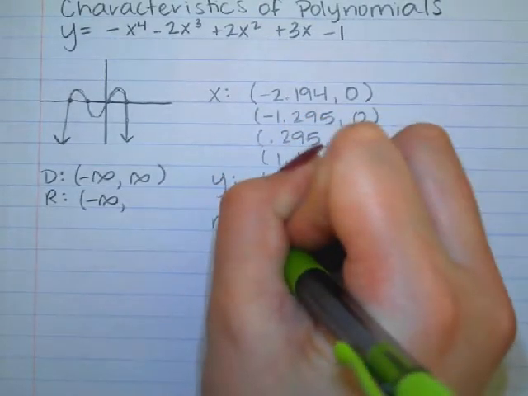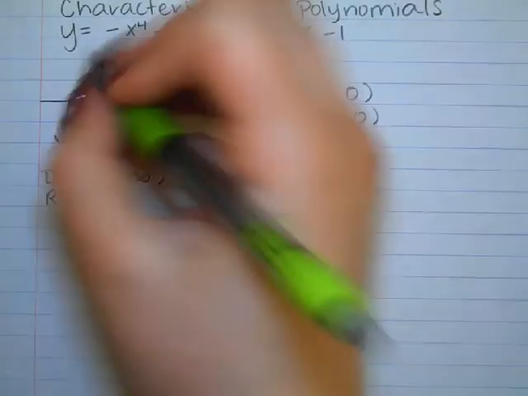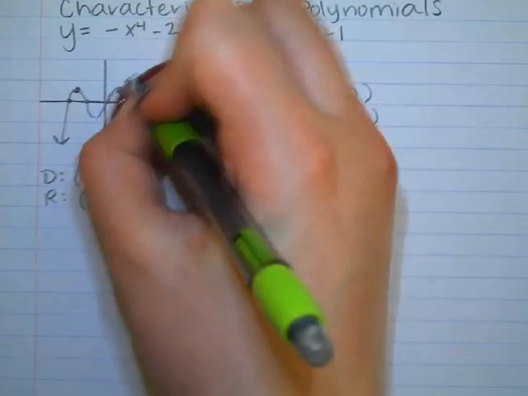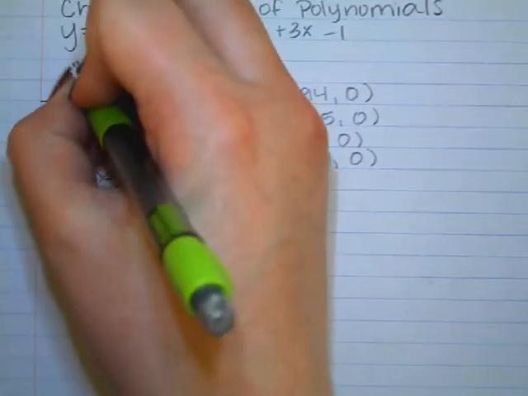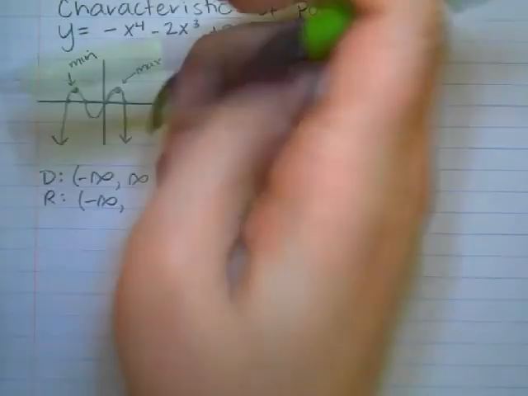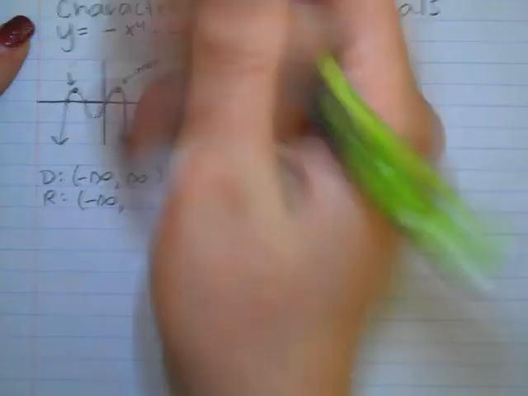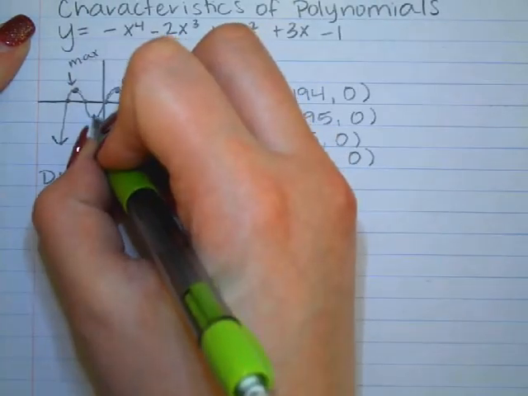Max and min. How many maxes are there? 2. We have a max right here and a max right here. Nope, I wrote min, but I meant to write max. 2 maxes. Do we have any mins? Yes. Yeah, we got 1 min right in here.